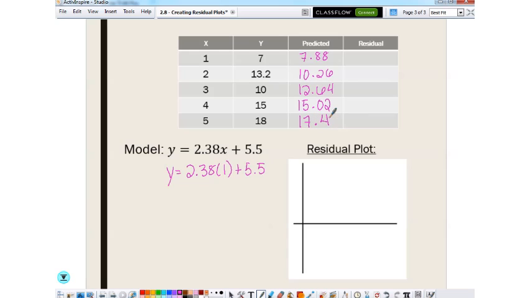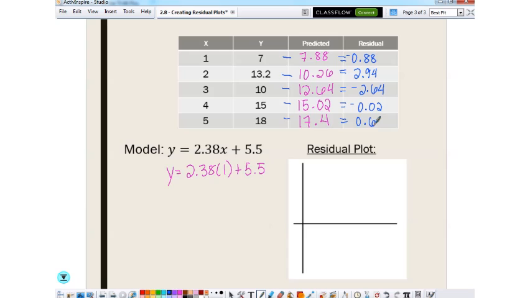To find our residuals, all we do is subtract across and write down what it equals. So 7 minus 7.88 gives negative 0.88. 13.2 minus 10.26 gives us 2.94. 10 minus 12.64 is negative 2.64. 15 minus 15.02 is negative 0.02, and 18 minus 17.4 gives us 0.6.